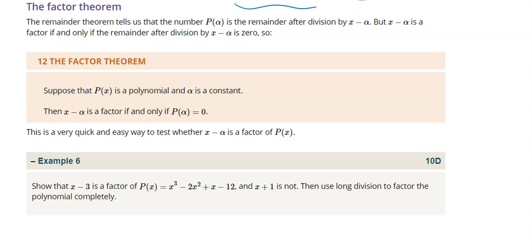So suppose P of x is a polynomial and alpha is a constant, then x minus alpha is a factor if and only if P of alpha equals 0. They're saying if and only if because it goes both ways. So x minus alpha is a factor if P of alpha equals 0, and if P of alpha equals 0, x minus alpha is a factor. That's what if and only if means. It goes both directions. That's it. There's a very quick way to test, obviously.